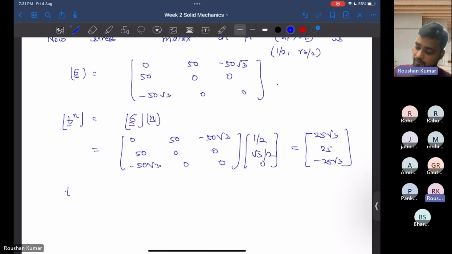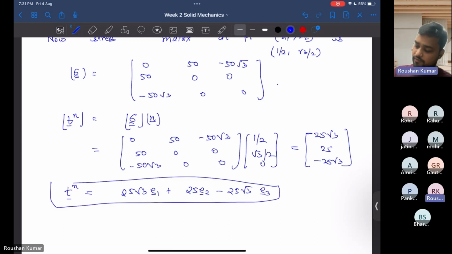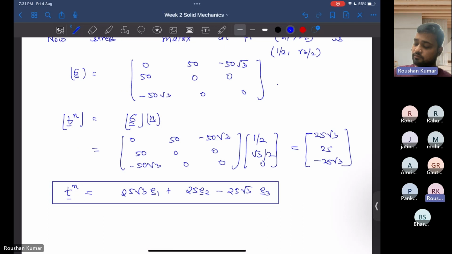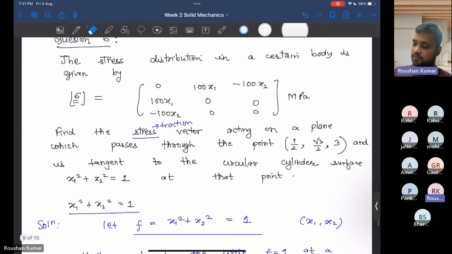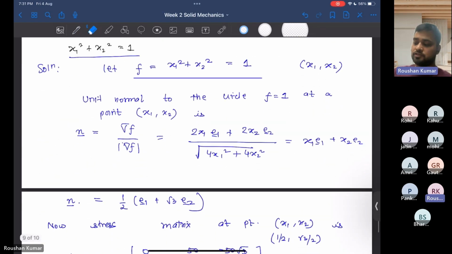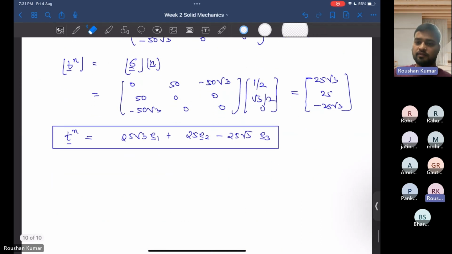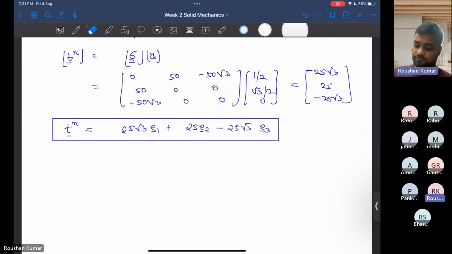So in vector form, the traction vector Tn is given by 25 root 3 e1 plus 25 e2 minus 25 root 3 e3. So this is the traction vector that we get as per the question. So this is the final answer. So this is question number 6. This question is based on the stress tensor and the traction vector.